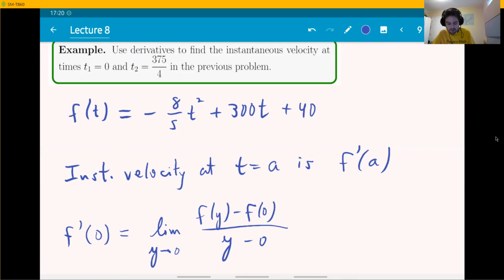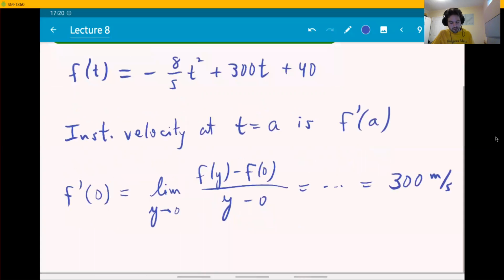I don't want to do this because we've done very similar calculations earlier. So I will just go ahead and give you the answer, but we already knew this one. This is the one that we guessed from the previous exercise. The instantaneous velocity at 0 was 300 meters per second. Just try to find that value from this limit here. And the other one will be a 0.